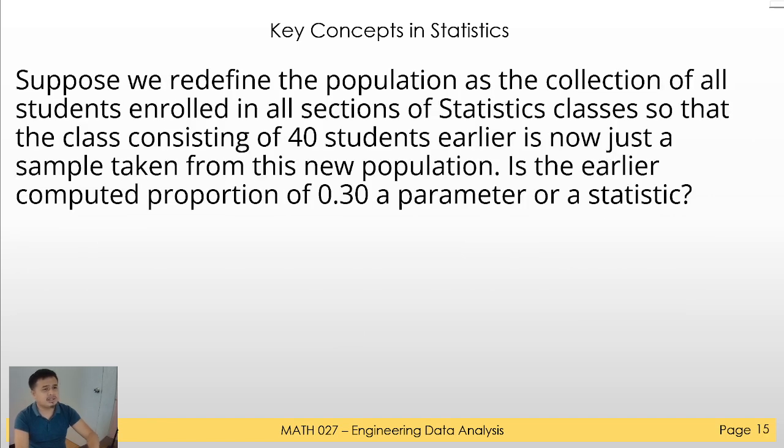Another case, adding to this one, is that suppose we redefine the population as the collection of all the sections of statistics classes, so that the class containing 40 students is now a sample of the new population. Instead of just one class, every class in that school will be the population. So what is now that 0.30 or 30%? Since this is now a sample, it will be called a statistic. So depending on the perspective, it will be a parameter or a statistic.